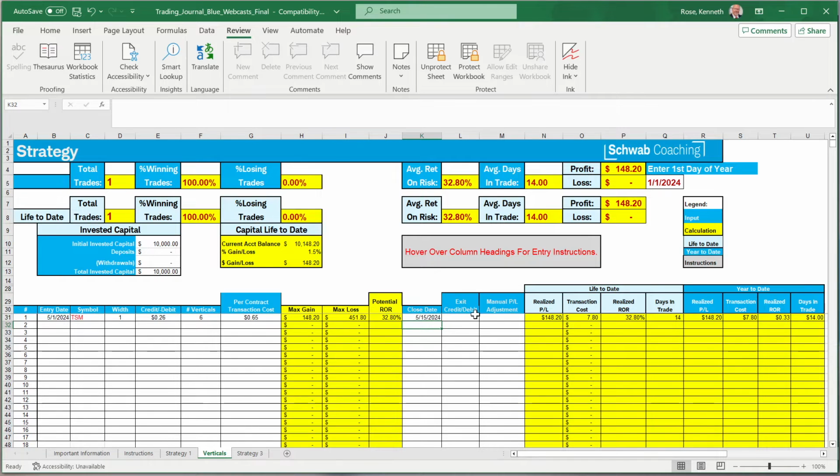In that case, there wouldn't be any credit or debit in this column right here. We do want to keep in mind that when we're talking about short options and moving up to expiration, those options can be exercised or assigned regardless of the in-the-money amount. So do be mindful of that.